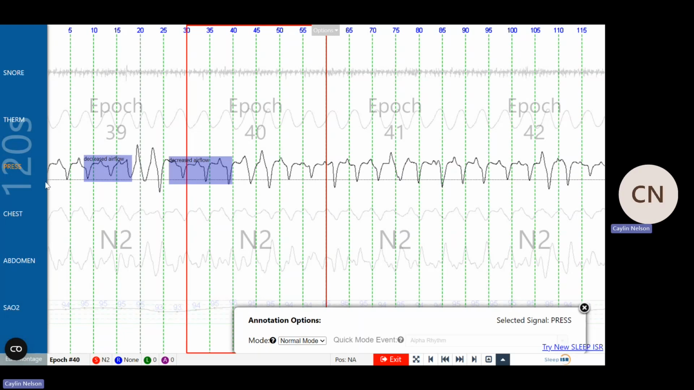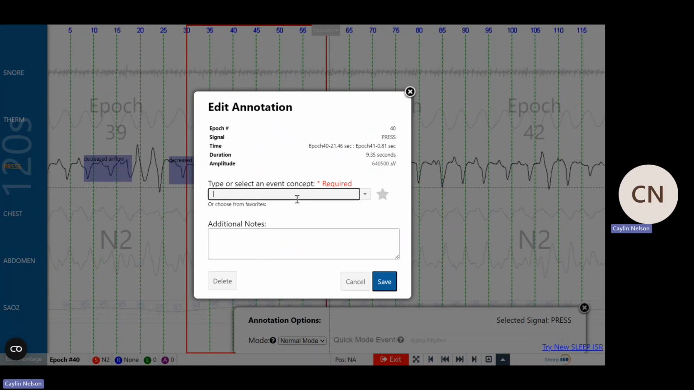So looking back in the pressure channel to see if there's any other decreased airflow moments, specifically comparing it to that between 10 and 20, as well as between 30 and 40, where we had those slight drops in oxygen, but just not enough. I'm going to see if there's any moments similar to that, to where it may have produced a desaturation. So here we do have the little decreased airflow.